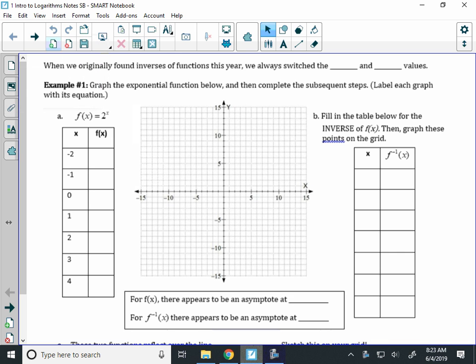Alright, this video is for Lesson 1 of Unit 7, which is about logarithms and solving exponential functions with logarithms. In the first lesson, we're just going to introduce to you what a logarithm is by graphing two different kinds of functions.